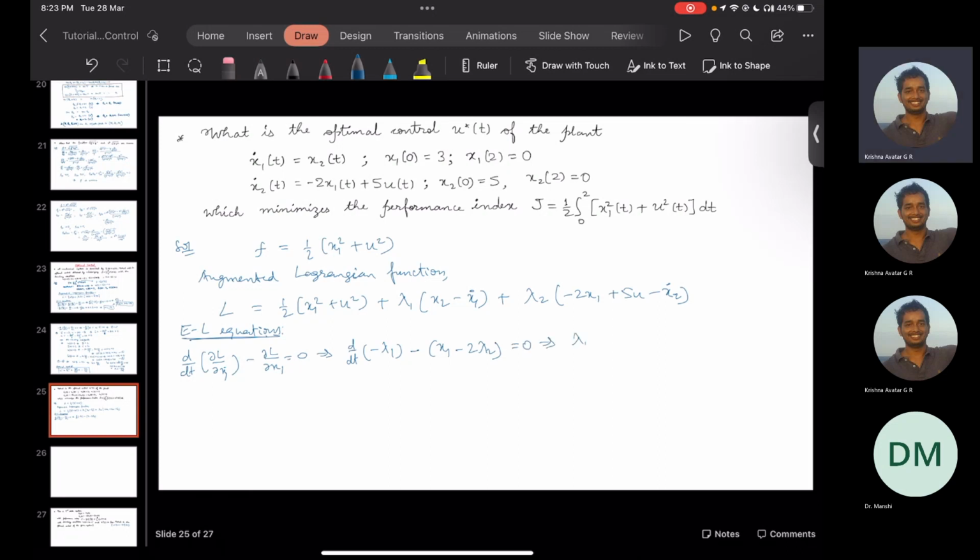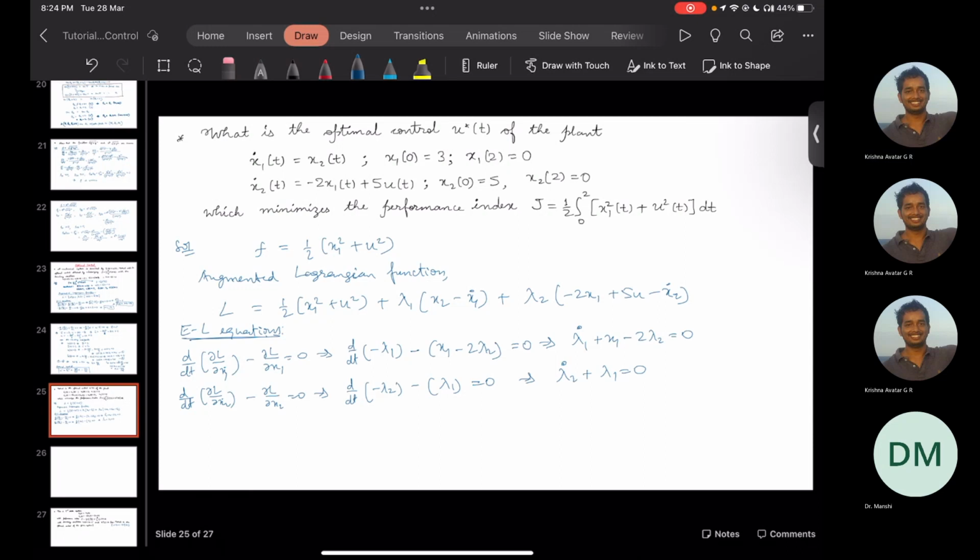is equal to 0. So this implies that lambda 1 dot minus x1, and I'll just take minus on the other side, so 2 lambda 2 is equal to 0. The second is d by dt of del L by del x2 dot minus del L by del x2 is equal to 0. So this will be minus lambda 2 minus x2 is just lambda 1, right? And this is equal to 0. So this gives us lambda 2 dot plus lambda 1 is equal to 0.